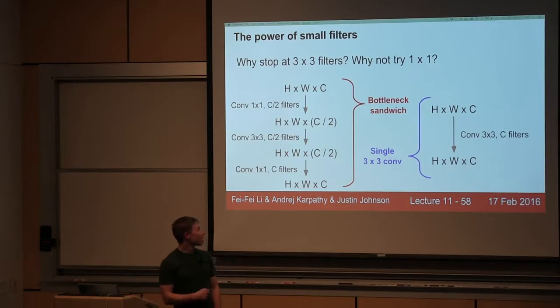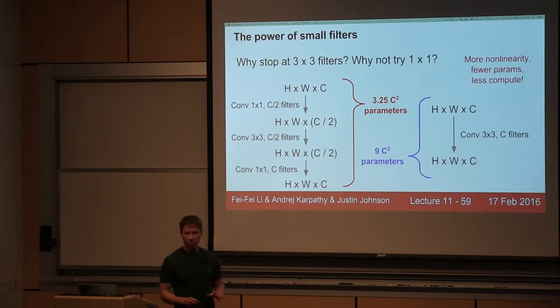We can compare this bottleneck sandwich to a single 3x3 convolution with C filters and run through the same logic. I won't force you to compute this in your heads, but you'll have to trust me that this bottleneck stack has 3¼ C squared parameters, whereas the single 3x3 has 9 C squared parameters. And again, if we're sticking ReLUs in between each of these convolutions, then this bottleneck sandwich is giving us more nonlinearity for a fewer number of parameters.